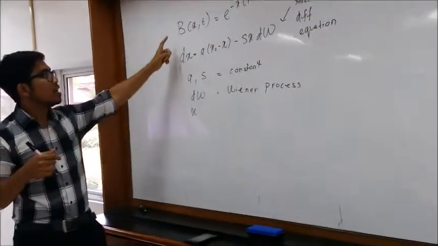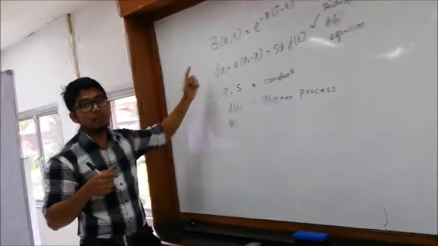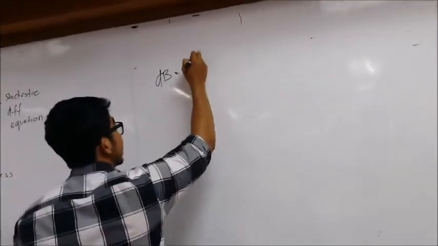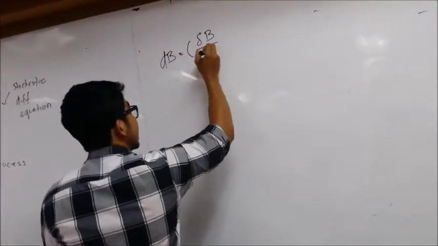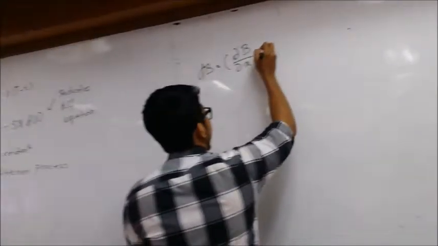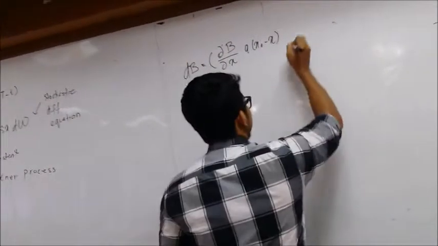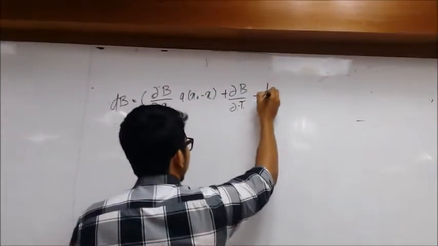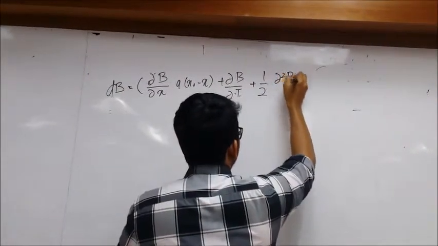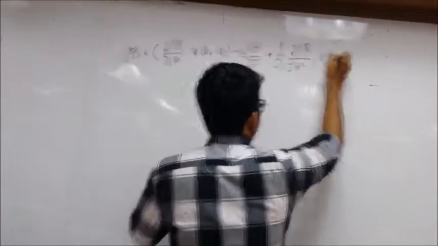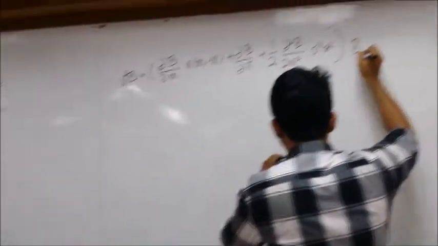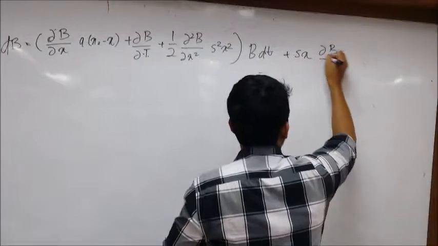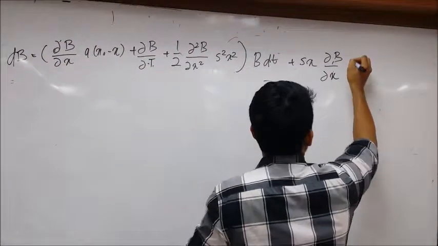we must make this bond price into a differential by Ito's lemma, which is dB equals delta B over delta x times a(x naught minus x) plus delta B over delta T, capital T, plus 1 over 2 delta squared B over delta x squared times s squared x squared, dt, plus s x delta B over delta x dz.